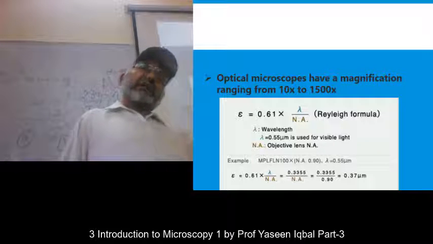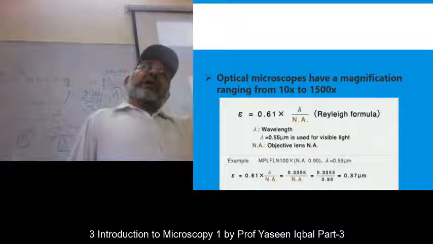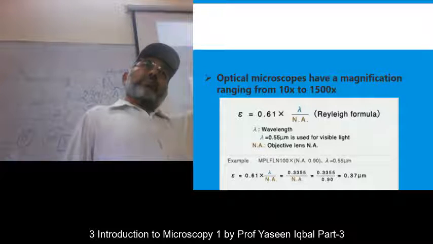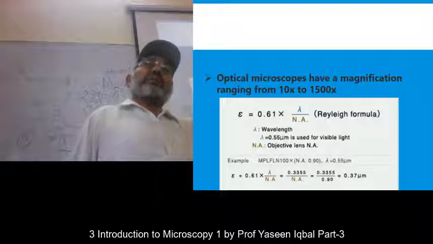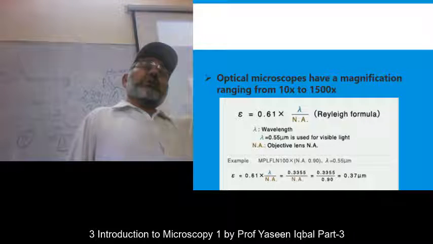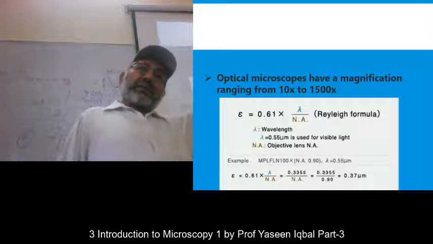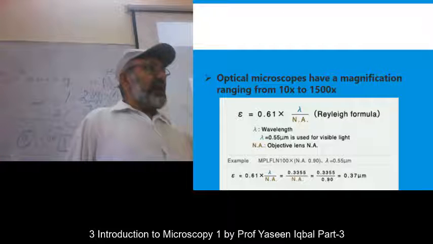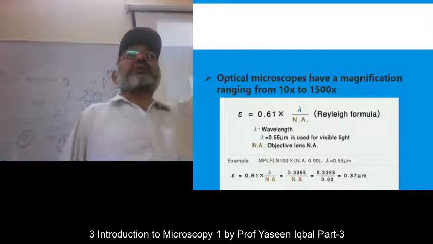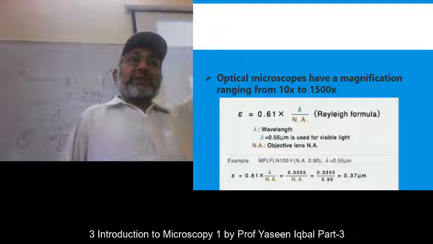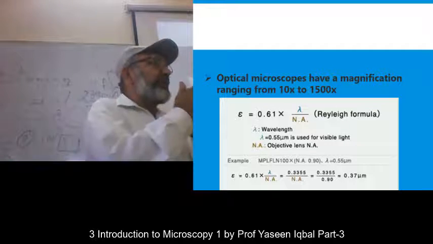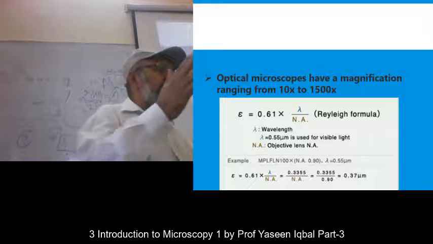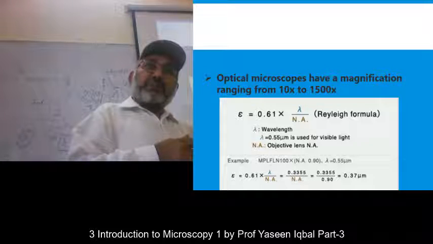All these things will be a little bit higher in value. Higher value means for 0.37 you will have 0.5. The lower, the smaller the value of the resolving power, the better is the resolution power of the microscope. The minimum you can distinguish, you can resolve, the better the microscope is considered.